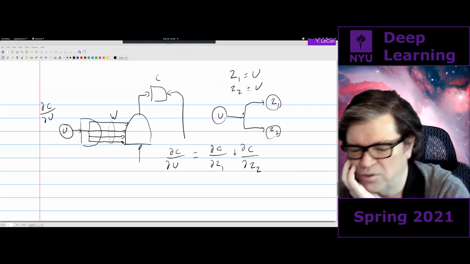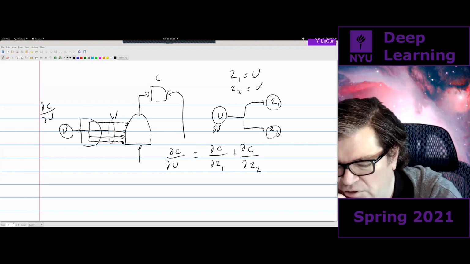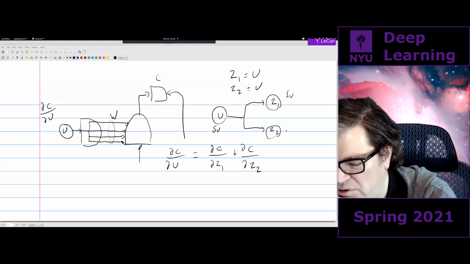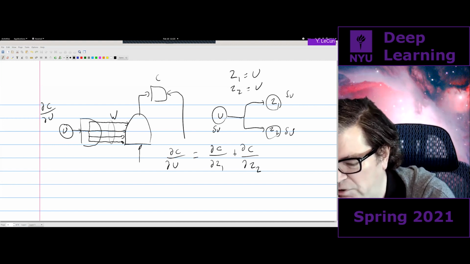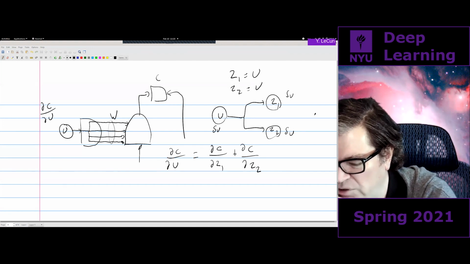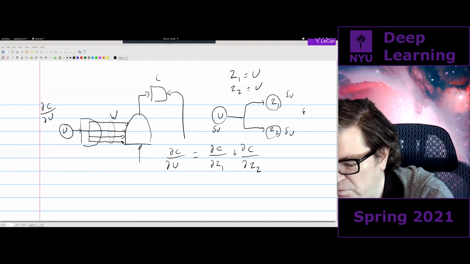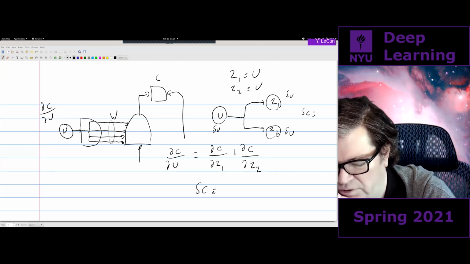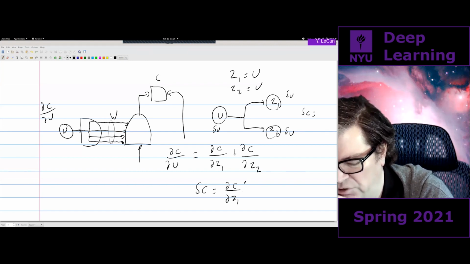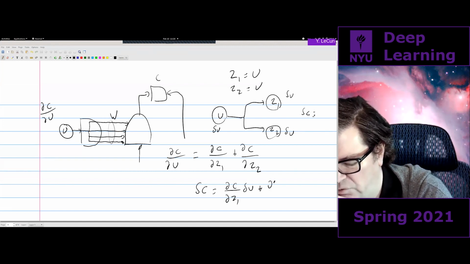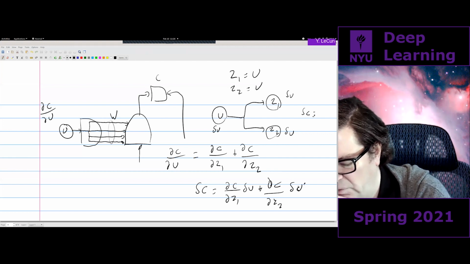Why is that? If I perturb U by delta U, it's going to perturb Z1 by delta U, and Z2 also by delta U, right? So as a consequence, delta C is going to be equal to, I'm going to write it this way, dC over dZ1 delta Z1, which is delta U, plus dC over dZ2 delta Z2, which is also delta U. Okay.